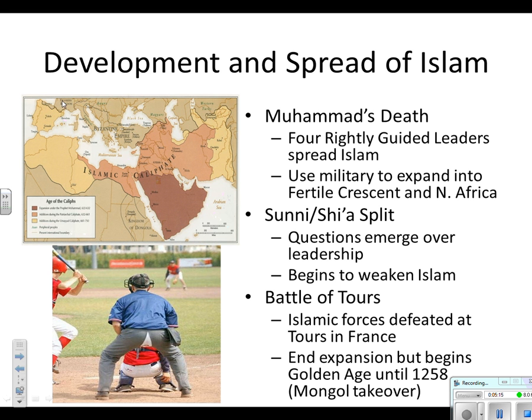The Battle of Tours is actually in northern France, which is a little off this map. So the Islamic forces traveled as far as Tours until they were defeated by Charles Martel and the Franks, who we learn about next unit. From there, they're pushed back into Spain.